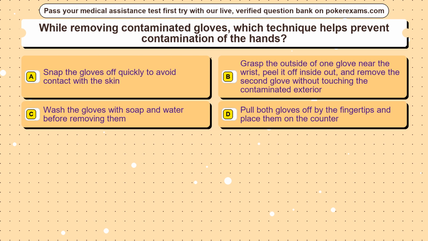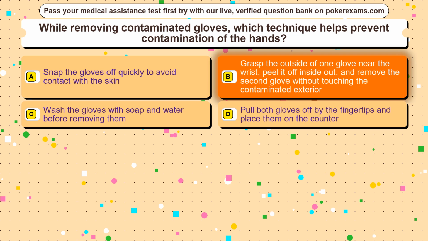Question 96. While removing contaminated gloves, which technique helps prevent contamination of the hands? Option A, snap the gloves off quickly to avoid contact with the skin. Option B, grasp the outside of one glove near the wrist, peel it off inside out, and remove the second glove without touching the contaminated exterior. Option C, wash the gloves with soap and water before removing them. Option D, pull both gloves off by the fingertips and place them on the counter.